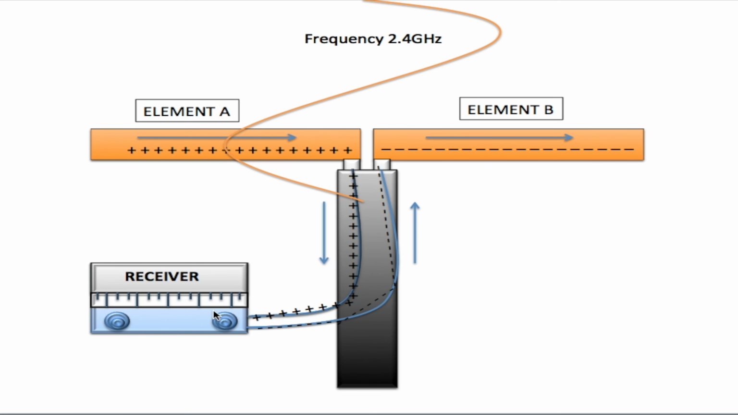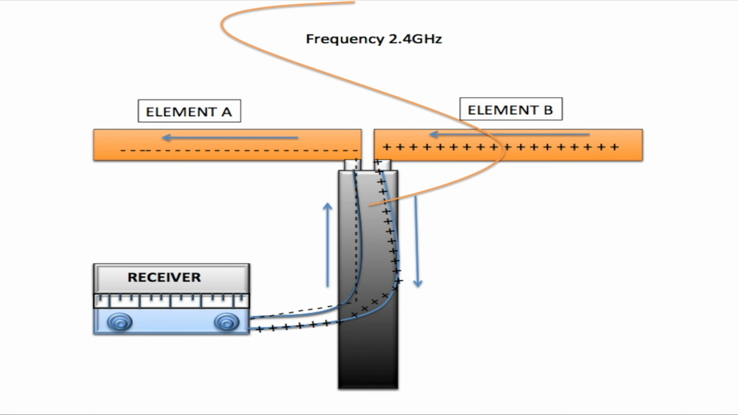Now once this current gets to the receiver, it would remove the data or the audio, depending on if it is a Wi-Fi receiver or if it is an AM or FM receiver. And the return current will be sent to the negative side of the antenna, which is element B. And on the next cycle, element B would become positive. So current would flow from element B through the receiver and back to element A. This process is completed 2.4 billion times every second when receiving a 2.4 gigahertz frequency.